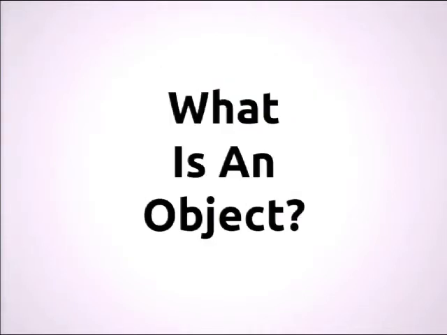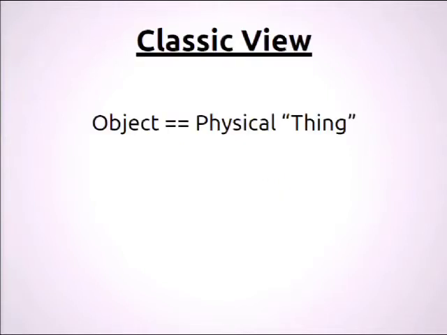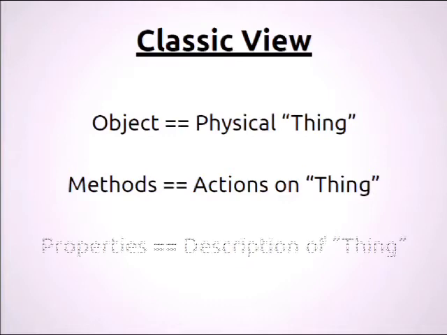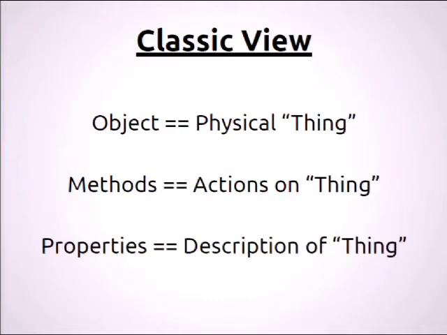So, there's this question. What is an object? And I think most people get this wrong. And I think that the way that we teach object-oriented programming is wrong. So let's go through this for a second. In the classic view, in what we teach in textbooks and articles online, they try to equate this notion of an object or a class to some kind of a physical thing. Your methods make that physical thing do something, and then your properties describe that physical thing.